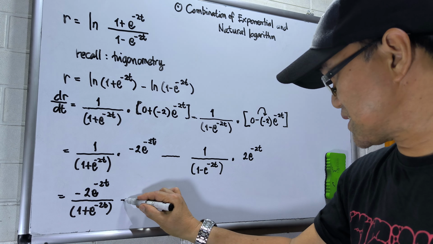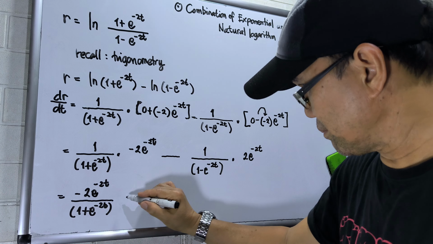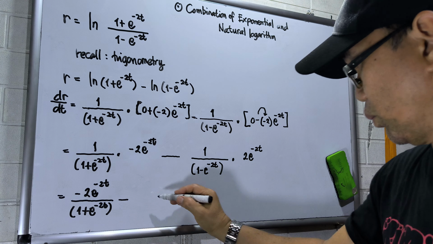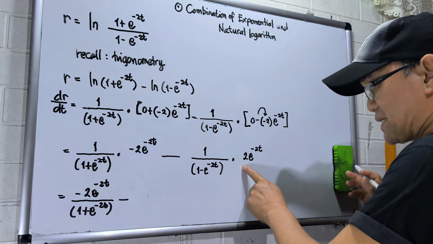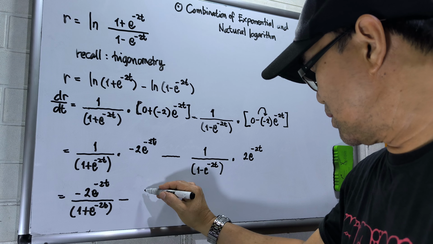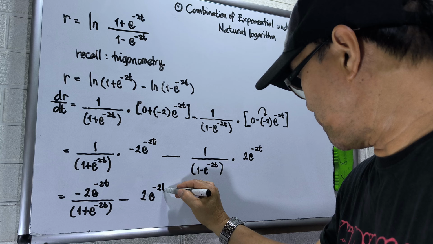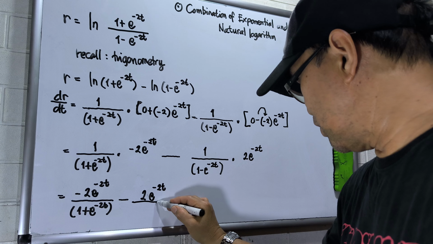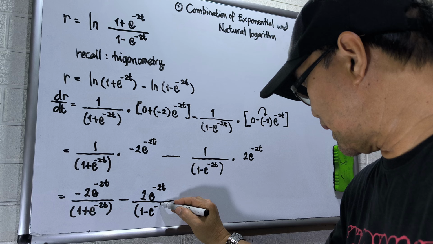Then minus, okay? Then 1 times positive 2 times e to the negative 2t is 2 e to the negative 2t. Then this will be over (1 minus e to the negative 2t).